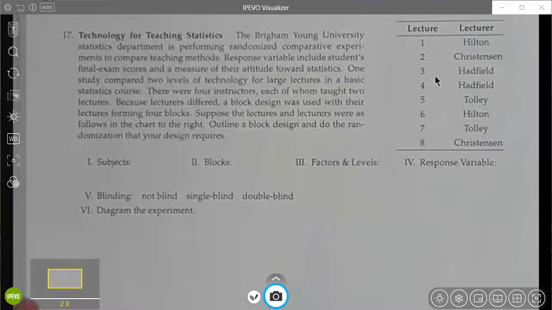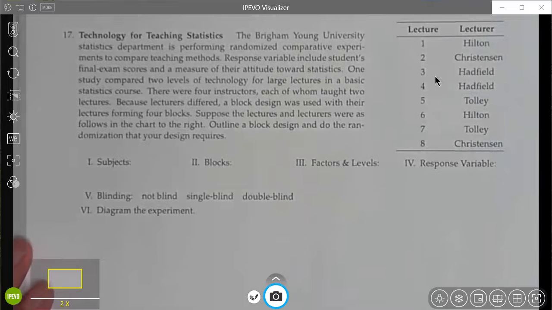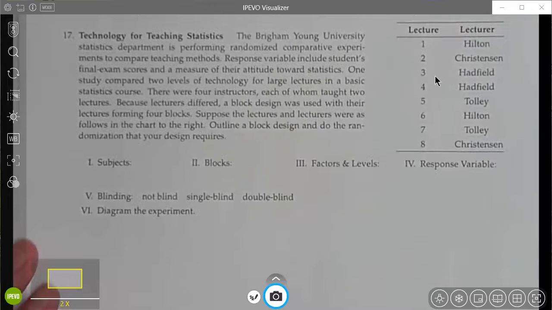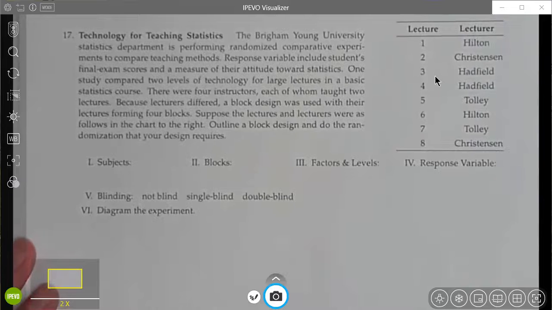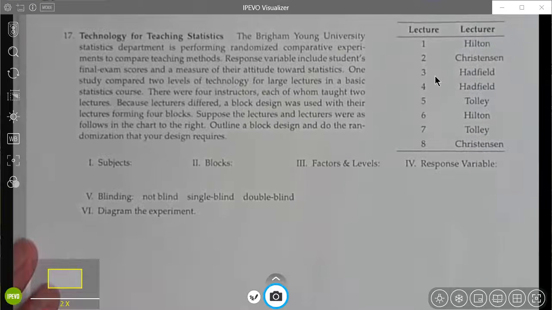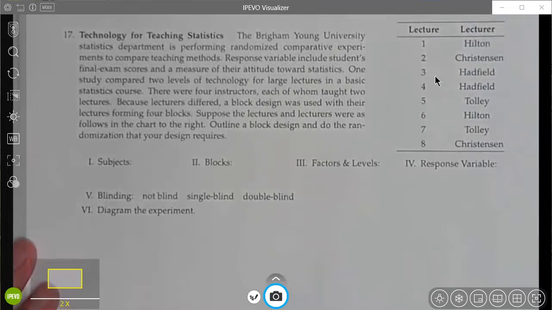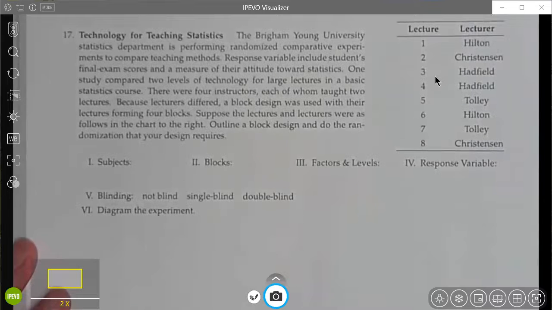Technology for teaching statistics. The Brigham Young University Statistics Department is performing randomized comparative experiments to compare teaching methods. The response variable includes the students' final exam scores and a measure of their attitude towards statistics. One study compared 2 levels of technology for large lectures in a basic statistics course.